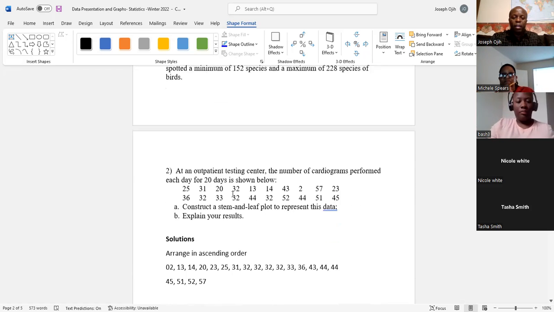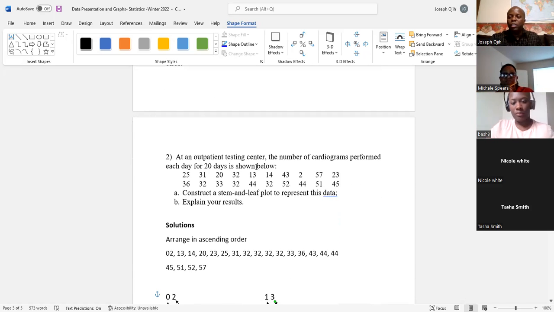In this case, we are using an outpatient testing center. So first of all, you make a chart, then look at the chart. What does that chart tell you about the data? That's what I mean by explaining your results. Okay.